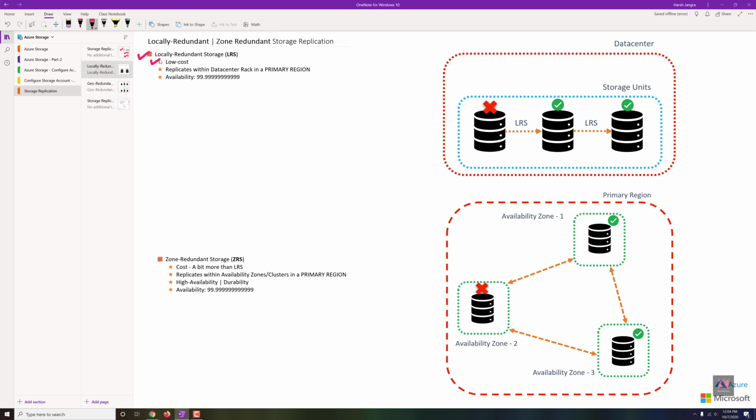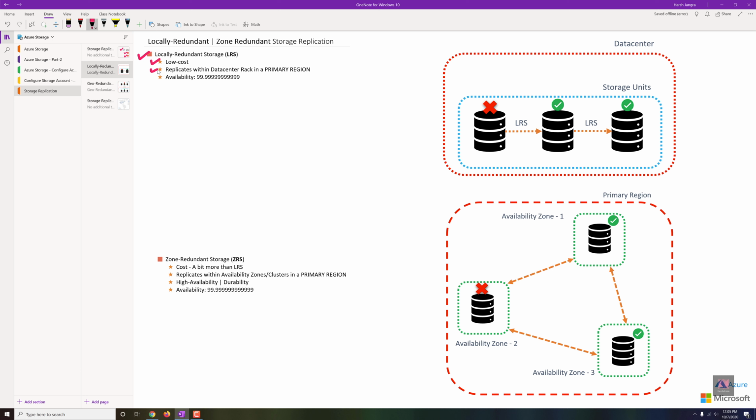The only advantage here while choosing LRS is that within the same data center you have multiple rack servers, so it actually copies your data to at least 2 different rack servers, duplicating it from one rack to another. If one of the rack servers is not available for some reason, you are able to recover your data from the other available rack server immediately. But remember, this has to be done within the same data center in the same primary region. And that's why I mentioned the second point: it replicates within the data center rack in a primary region.